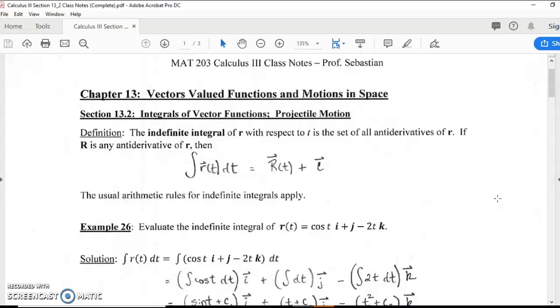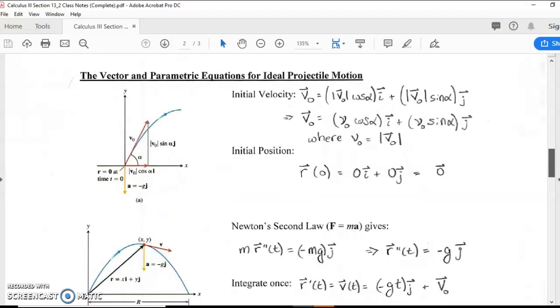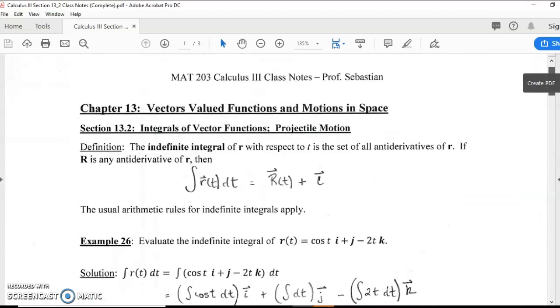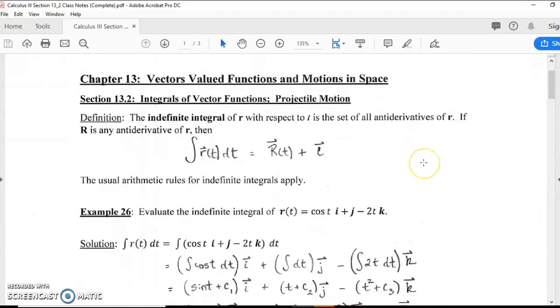We are moving into section 13.2. We are on page 29 of our class notes. This is where we're going to talk about integrals of vector functions, and then we're also going to bring up a specific example, projectile motion, which is actually covered in Calc 1, but now we can talk about it more in at least a two-dimensional sense, not just a one-dimensional sense.